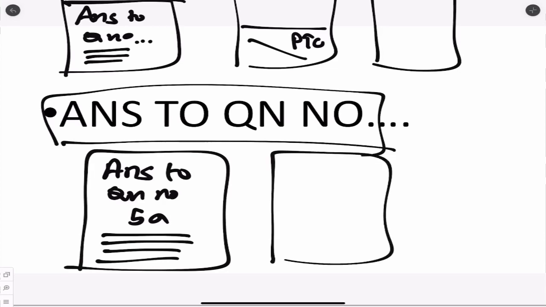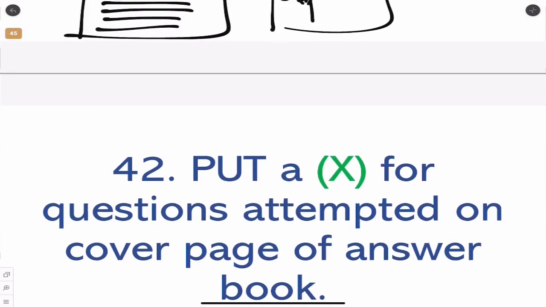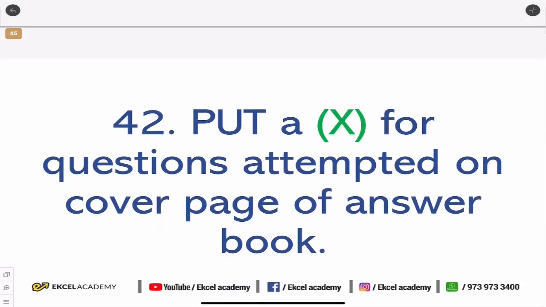Then in the margin, you have a margin here. Don't simply write 5, 6, 6A like that. The full answer to question number should be written. Even in your answer script, they would have given that, it will be printed. This answer to question number will be printed over here on the top of the answer script. So it is very important.